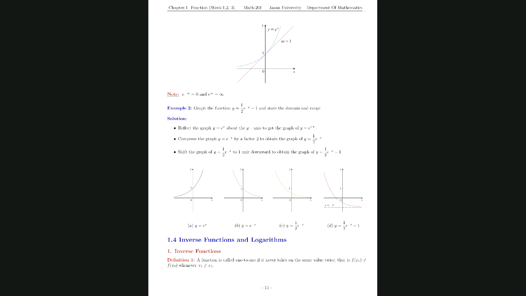Okay. So here, note this point. e power minus infinity equals 0. Remember this rule. And e power infinity equals infinity. Whenever you see e power minus infinity, it means 0. And e power infinity means infinity. Right?